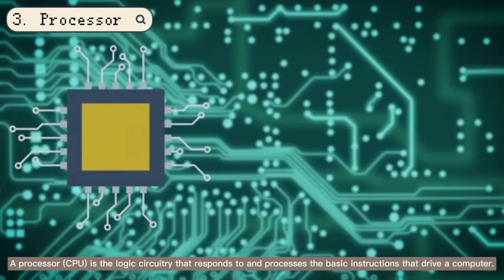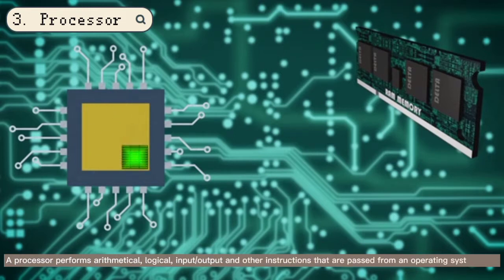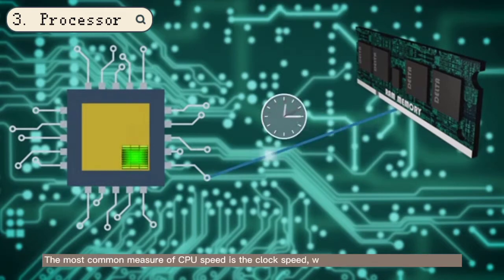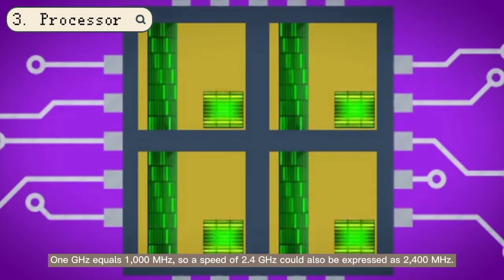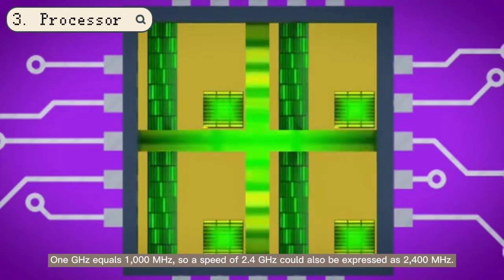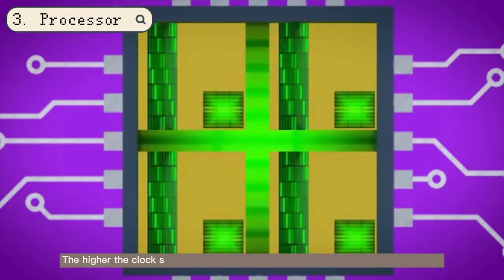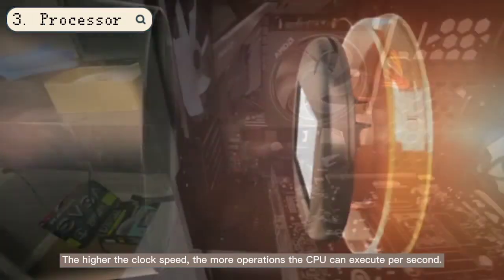3. Processor. A processor or CPU is the logic circuitry that responds to and processes the basic instructions that drive a computer. A processor performs arithmetical, logical, input, output, and other instructions that are passed from an operating system. The most common measure of CPU speed is the clock speed, which is measured in megahertz or gigahertz. 1 gigahertz equals 1000 megahertz, so a speed of 2.4 gigahertz could also be expressed as 2400 megahertz. The higher the clock speed, the more operations the CPU can execute per second.